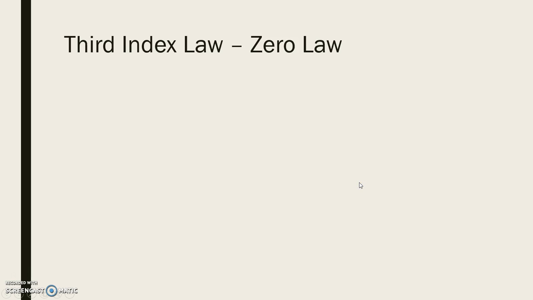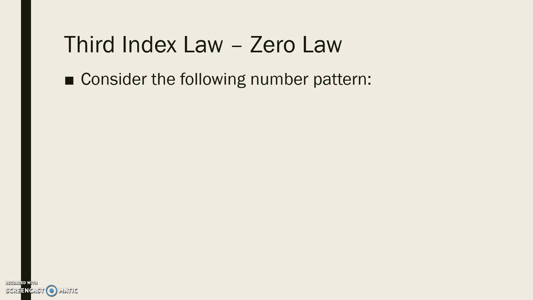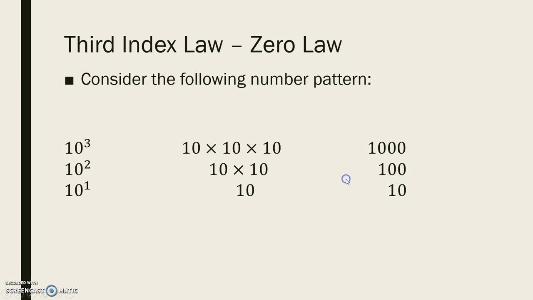So now on to our third index law. This is the zero law, and it's probably the easiest one. So we're going to start off with a basic number pattern. There's 10. 10 is also 10 to the power of 1, or 10. As we multiply by 10, we're adding 1 to the index there. We're also moving the decimal place 1 place to the right, which increases the number of zeros in the number. So that's 100. Repeat this pattern, 10 cubed, 10 times 10 times 10, and 1000, and so on.